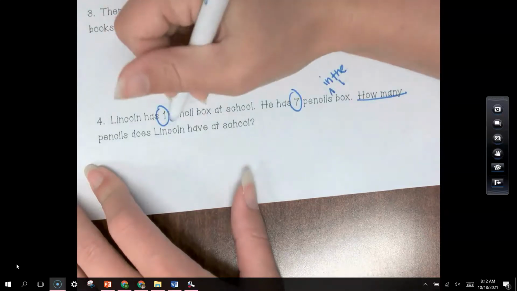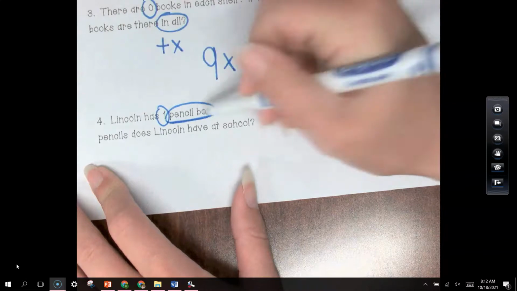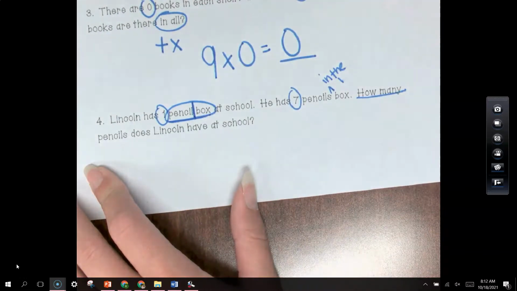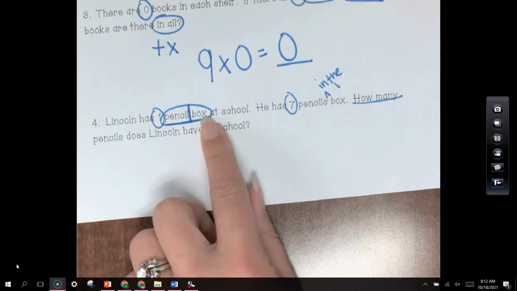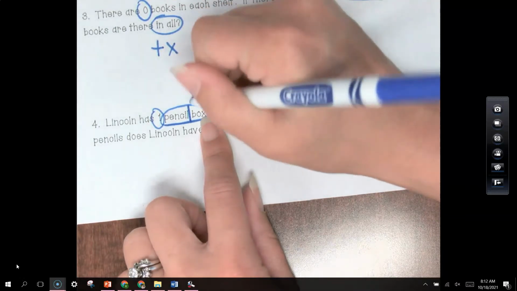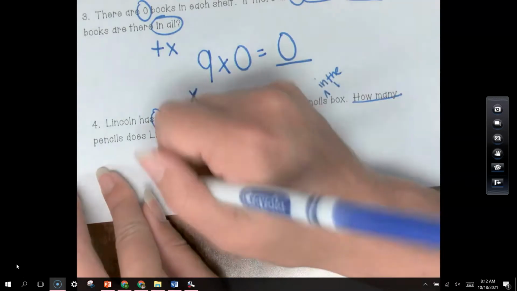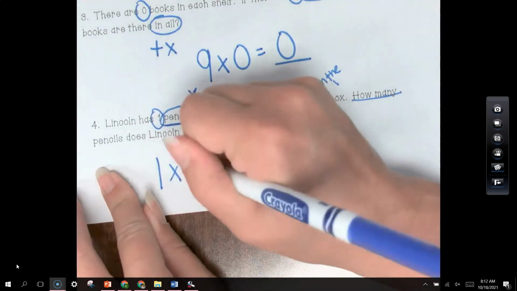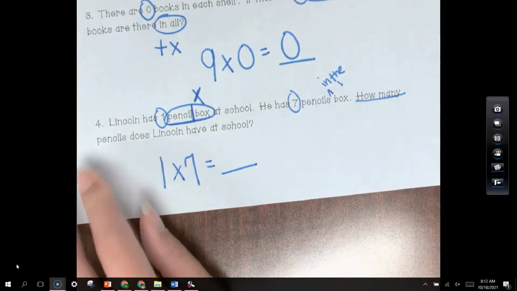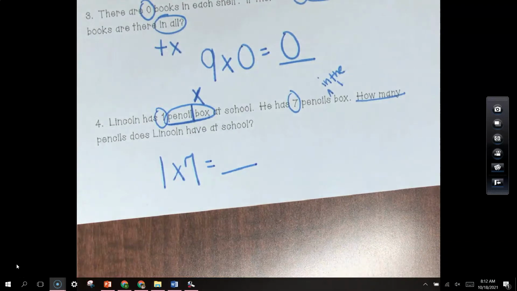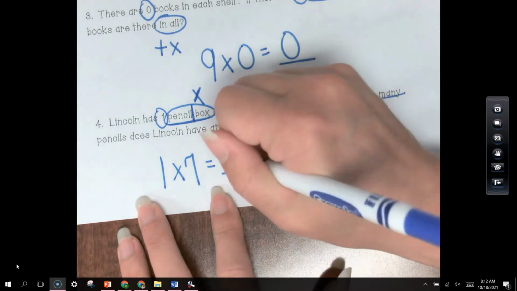Well, do you see this word pencil box? A box, I can put something in a box. So because I can put something in a box means to multiply. So 1 goes first. 1 times 7 equals, anything times 1 is always the bigger number. So 1 times 7 is 7.